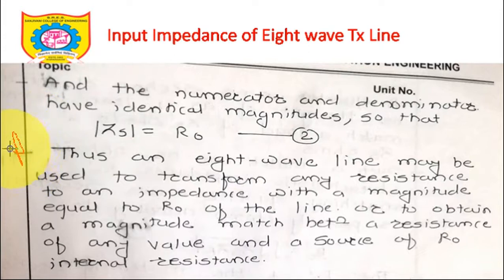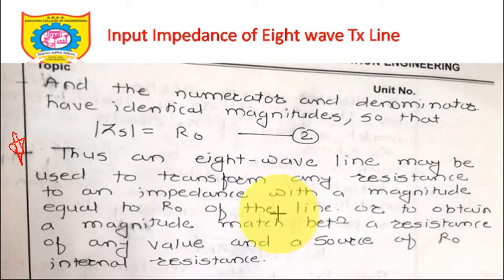Thus this is the important conclusion we are going to make now. The eighth wave line may be used to transform any resistance to an impedance with a magnitude equal to R0. So any transmission line with any impedance can be transformed to a magnitude equal to R0, to obtain a magnitude match between a resistance of any value and a source of R0 internal resistance.